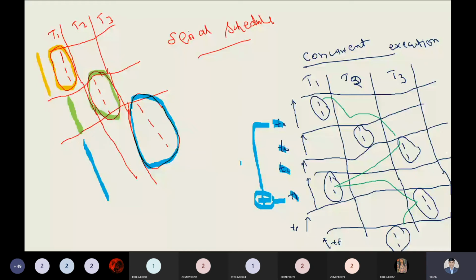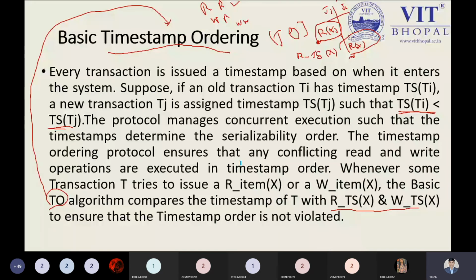So for this, we have the basic timestamp ordering concept. Let us explore the idea further. Every transaction is issued a timestamp based on when it enters the system. Suppose an old transaction TI has a timestamp, and the new transaction TJ is assigned a new timestamp. TS stands for timestamp, so we have TS of TI and TS of TJ.